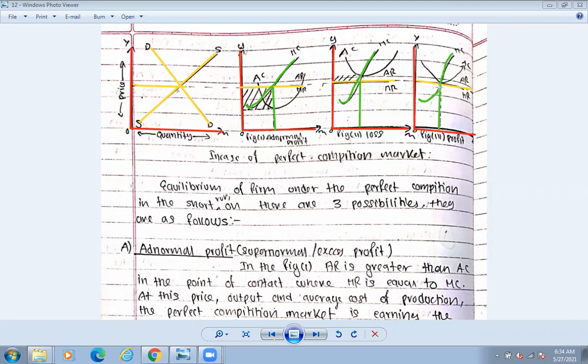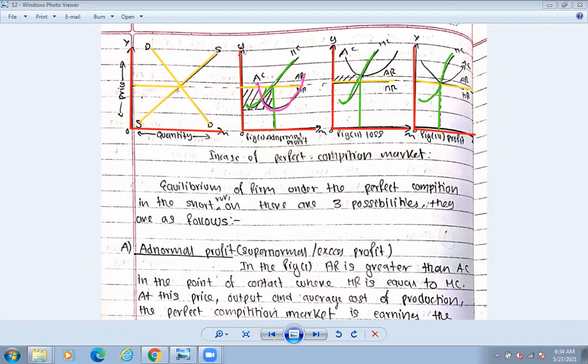Okay, so average cost means what? It is the cost or expenses. So if the average revenue is greater, and if average cost is lower, okay, then what do we call it? Revenue thulo cha, cost sano cha, what do we call it? So that is called the abnormal profit. Okay, so let me make it with the next color. So this is the abnormal profit.